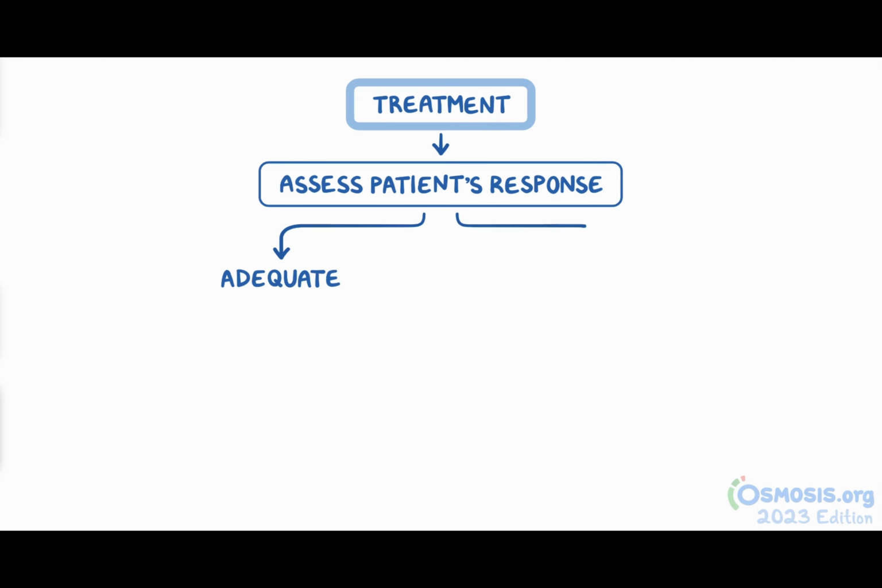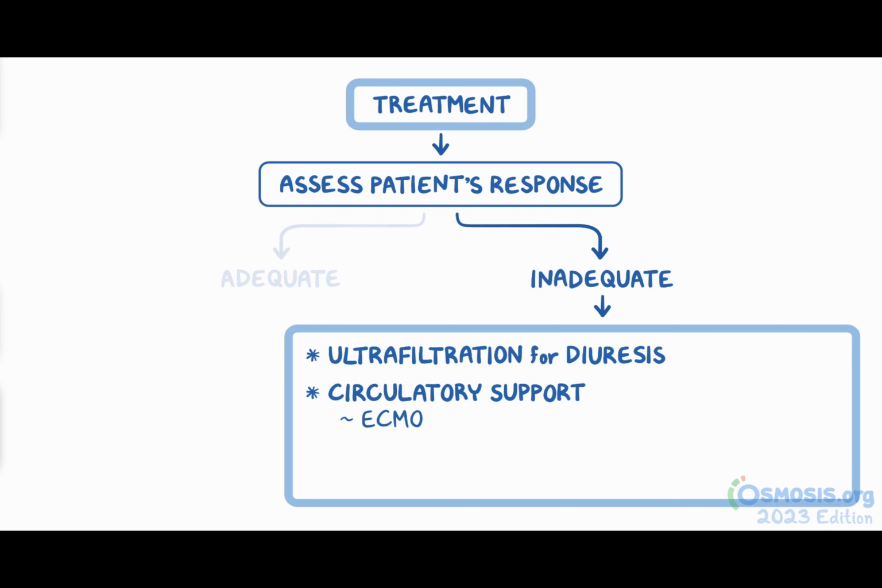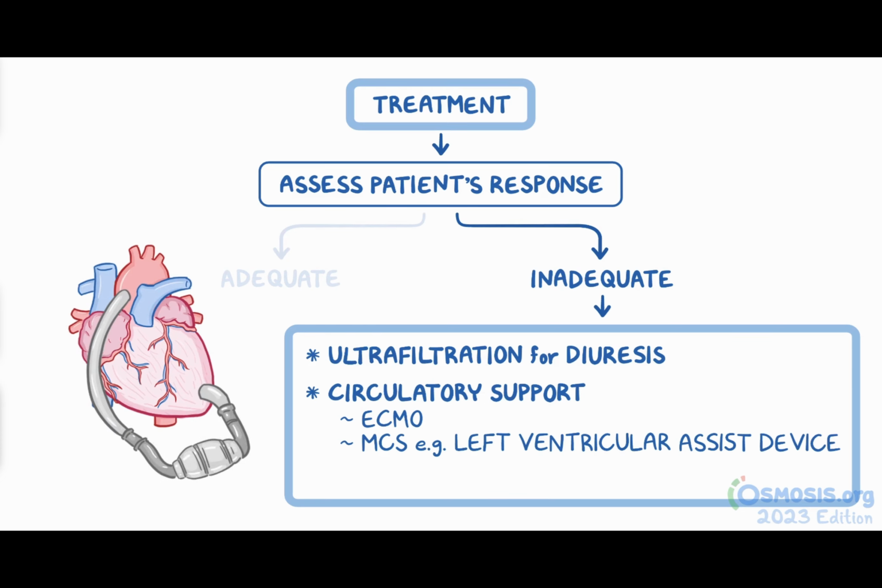However, if the response is inadequate and the patient is worsening, then you need to switch to advanced therapy. This might include procedures like ultrafiltration for diuresis and circulatory support, like extracorporeal membrane oxygenation or ECMO, as well as mechanical circulatory support or MCS, such as a left ventricular assist device. If the patient still fails to improve, consider a cardiac transplant.